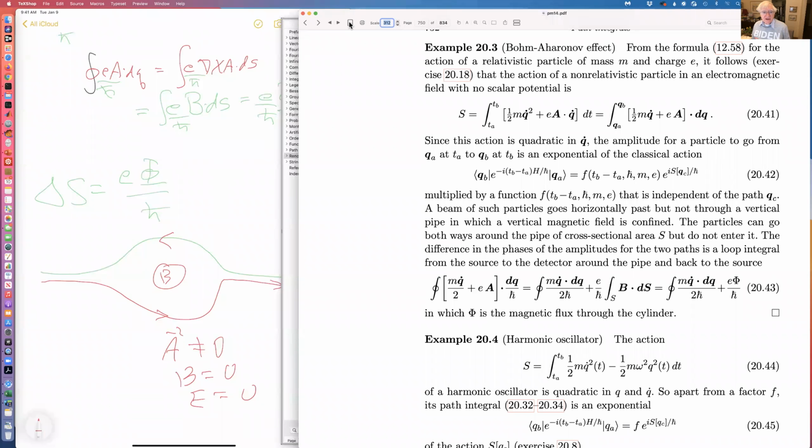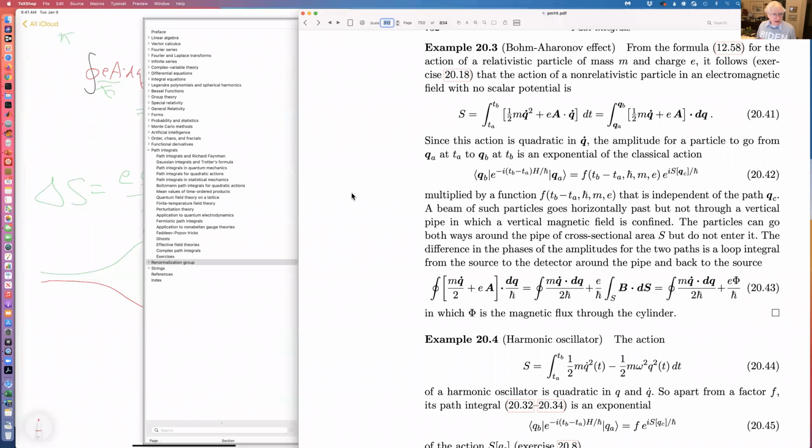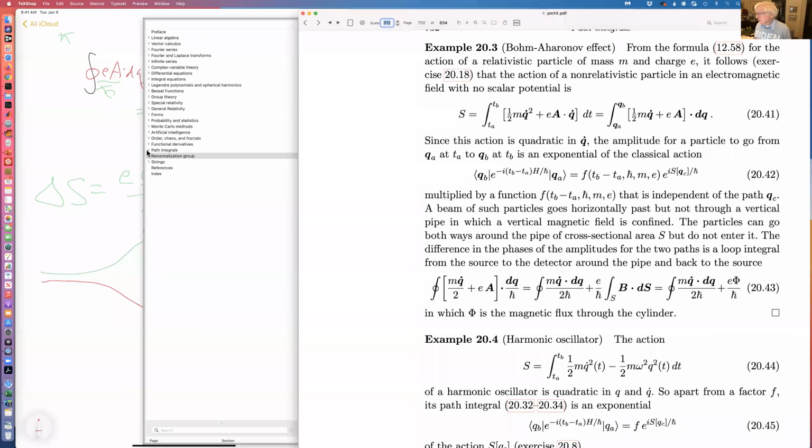So let's see, is there something here about path integrals that I think maybe I've said enough about path integrals for the moment. So let's see, do we have any questions? And better yet, what would you like me to talk about or to explain? I mean, maybe something from earlier in the course.